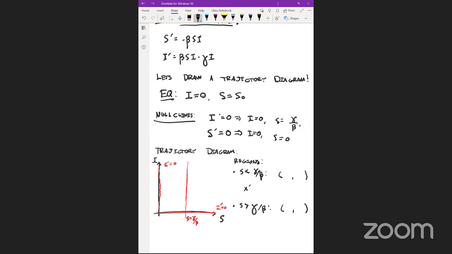Right, so we're going to have decreasing, decreasing. And so this is X, sorry. S is decreasing, I is decreasing. And what about on the other side? Exactly, decreasing, increasing.